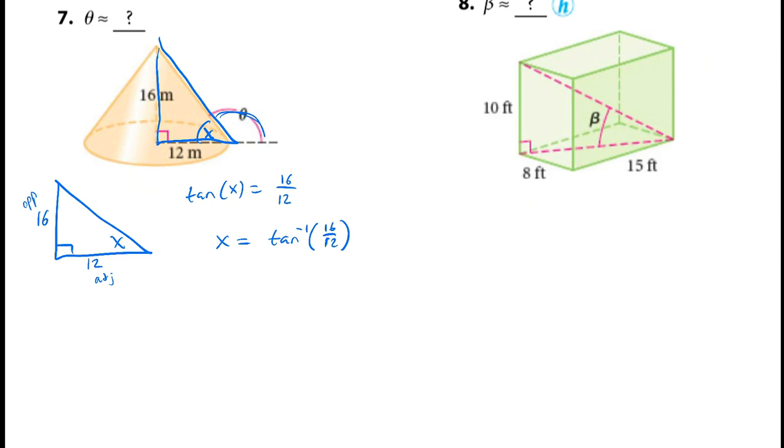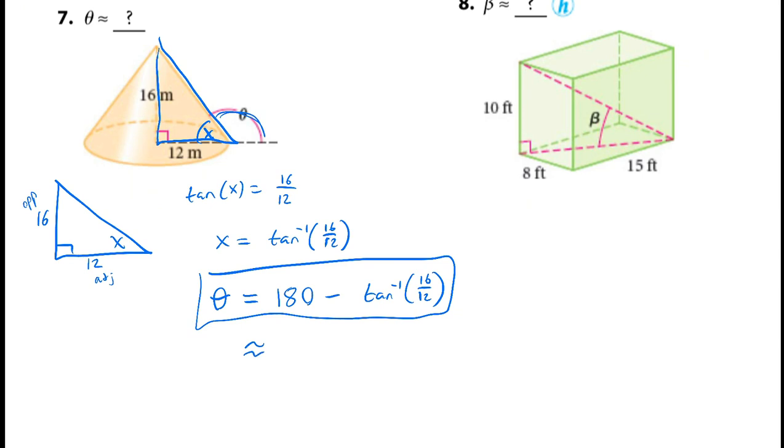Good thinking. Okay, so our exact answer is theta is exactly equal to 180 minus the inverse tangent of 16 over 12. And yes, you could reduce that. All right, so that's exactly the value, or that's approximately. So in my calculator, 180 minus the inverse tangent of 16 divided by 12, that is 126.8698... degrees.